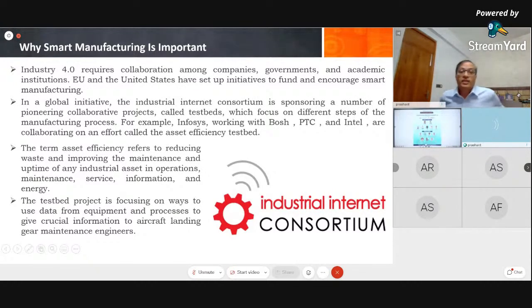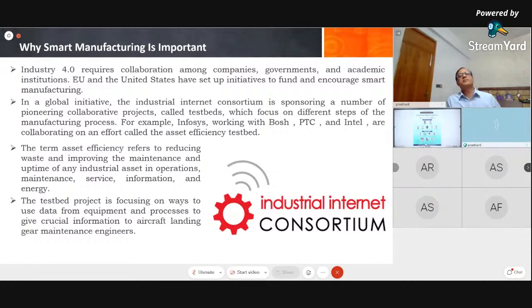Okay, fine. Now, Industry 4.0 requires collaboration between companies. Why I'm saying companies: because your raw material comes from one company, and for instance, you need some components to create a product in your company, so you're purchasing from other companies. You're also dealing with the government and with institutions for new research, so there's so much going on. And so the European Union and the United States have set up some initiatives to fund this kind of smart manufacturing. Lots of funding is given to the industry to change their infrastructure to suit Industry 4.0.